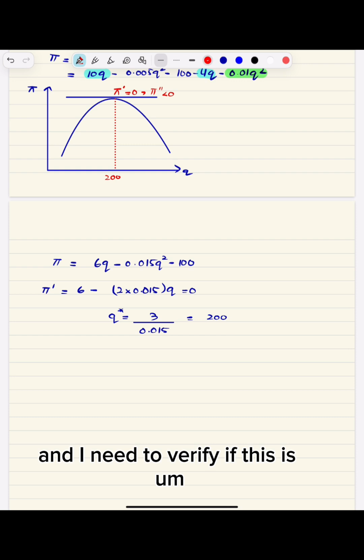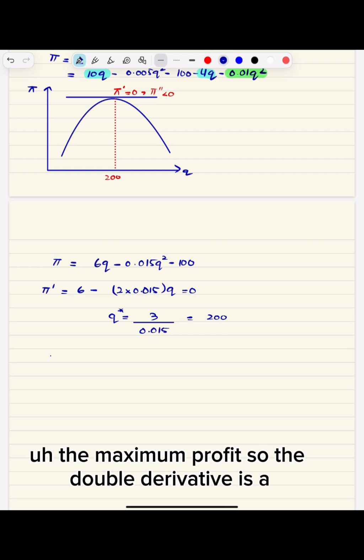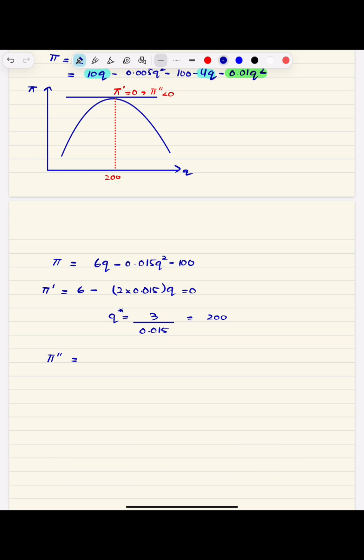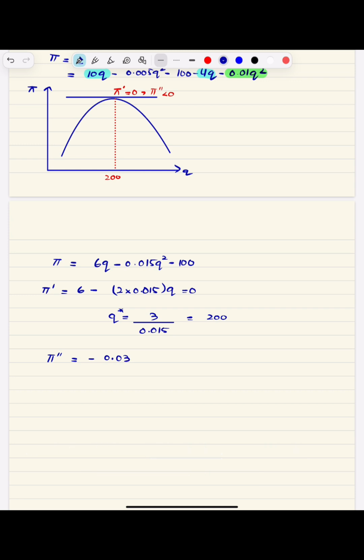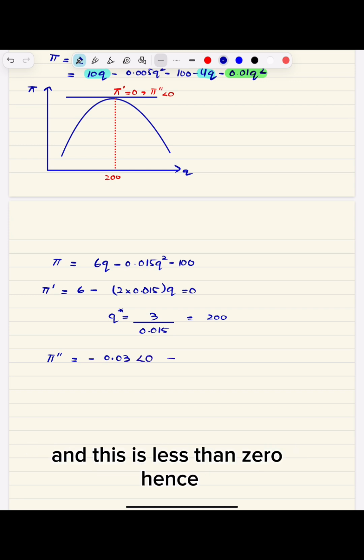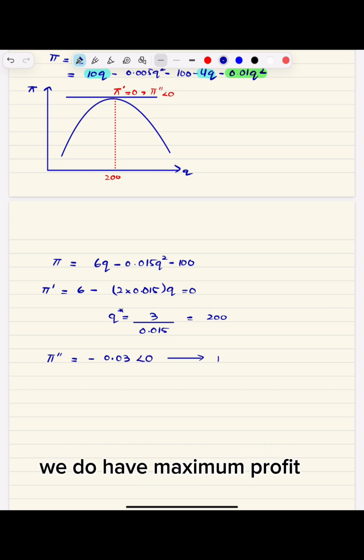And I need to verify if this is the maximum profit. So the double derivative is minus 2 times 0.015, which is 15 times 2 is 30, right? So this is going to be minus 0.03, and this is less than 0, hence we do have maximum profit.